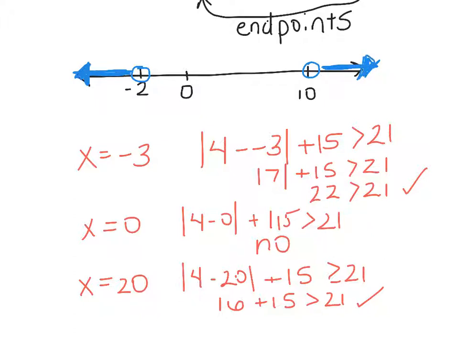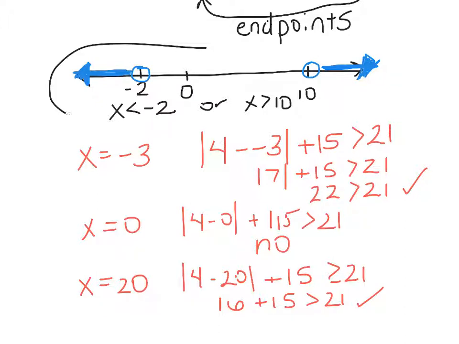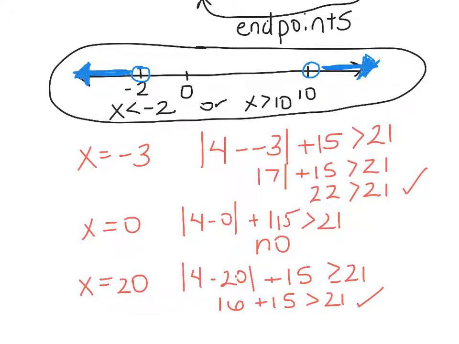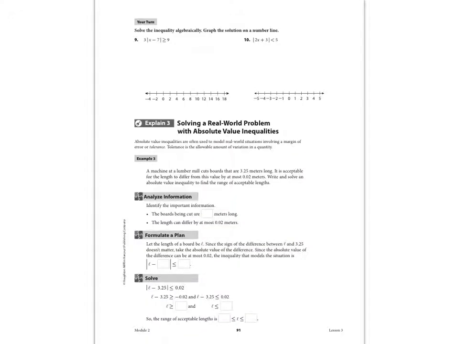So we have our solution graphed on the number line. Now all we have to do is actually write it algebraically. So we can write the left-hand solution as x is less than negative 2, or x is greater than 10. And this is our solution. Let's try another one together. Going back to our work text on the next page, the top of page 91, let's try your turn number 9 together.